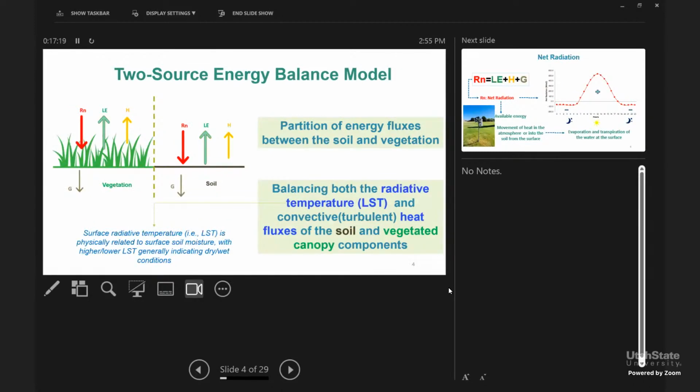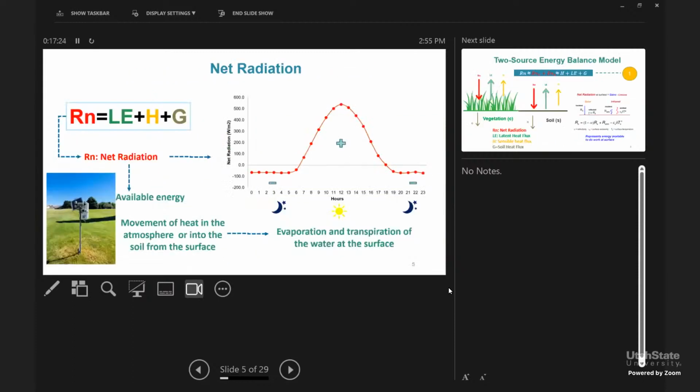Balancing radius. We can go through this. We don't need to do this. Okay. So, what's the difference of measuring?